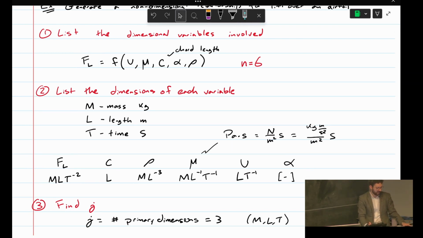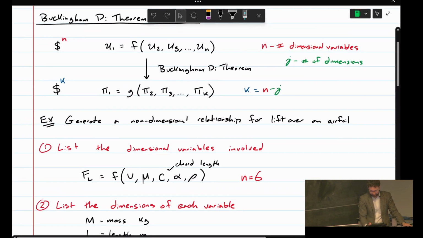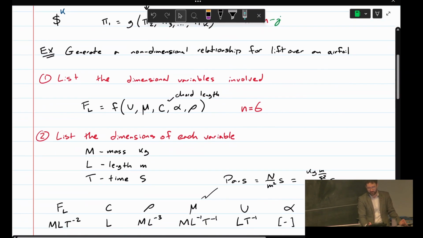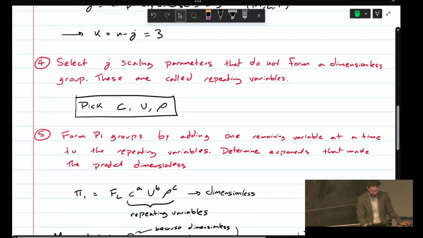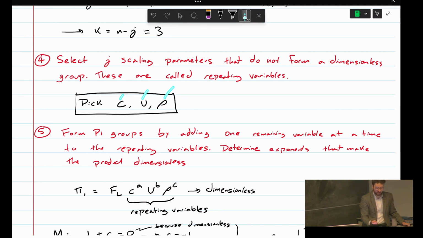For selecting repeating parameters, I mentioned this when I was doing it. You need to choose J repeating parameters, the number of dimensions. The repeating parameters can't form their own dimensionless group. In this case, the repeating parameters we picked can't form their own dimensionless groups because this has meters per second, and this is kilograms per meter cubed. No matter how you combine them, you can't get a dimensionless group because they all have different units involved.